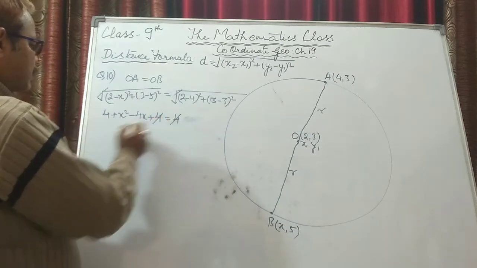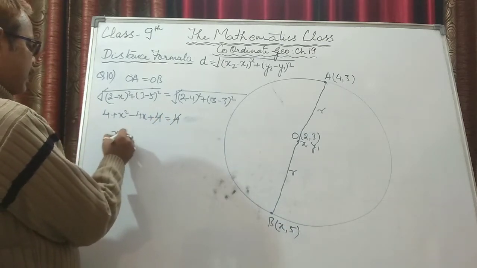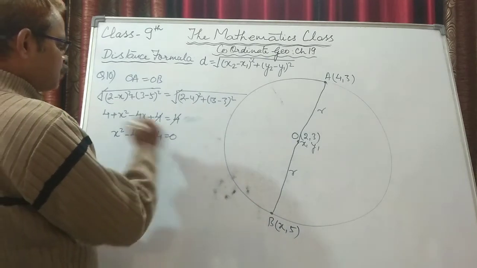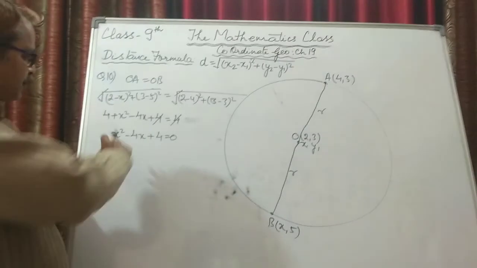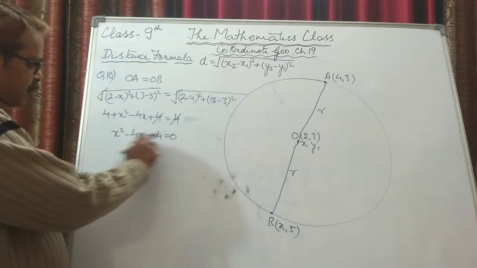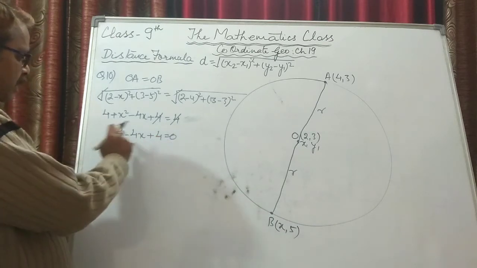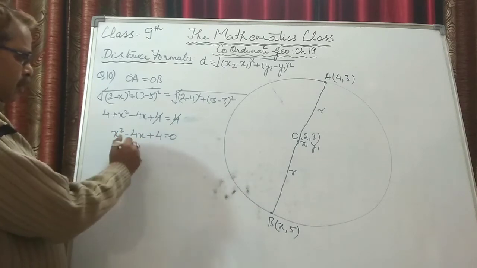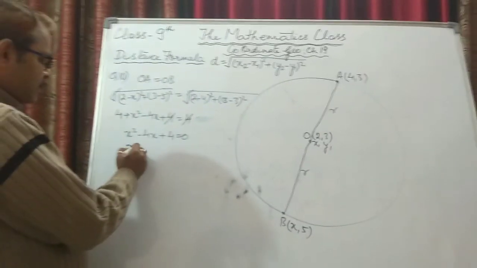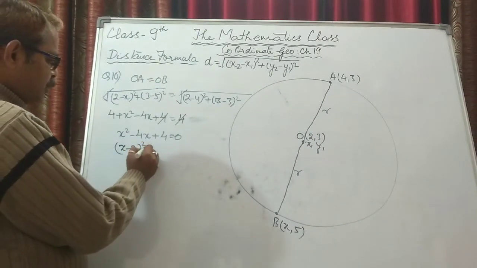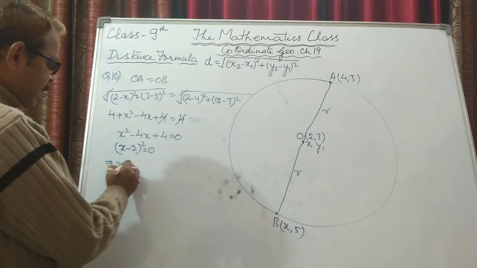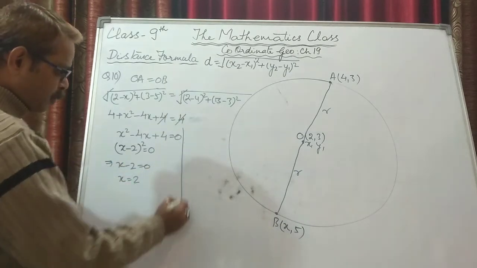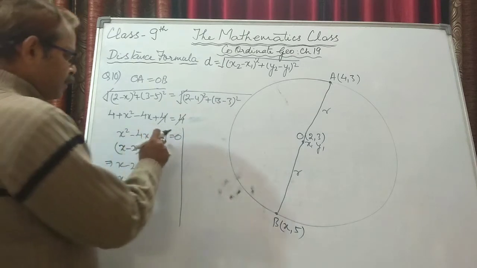Now this 4 and this 4 cancel, so we are left with x² minus 4x plus 4 is equal to 0. Now if you look at this expression properly, you can easily make out that this is a² plus b² minus 2ab. Even you can factorize it or directly you can write it, (x − 2)² is equal to 0, which implies x − 2 is equal to 0, which implies x is equal to 2. Or if it doesn't strike you, then we will factorize it.